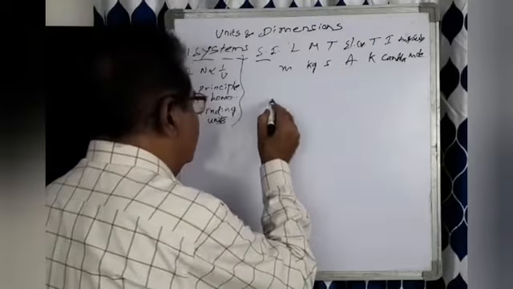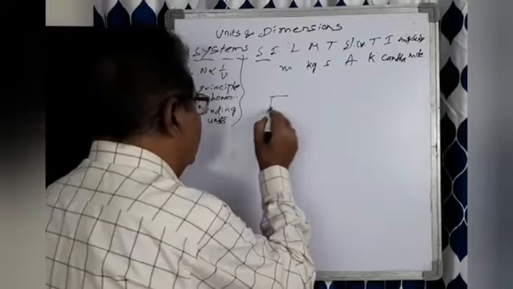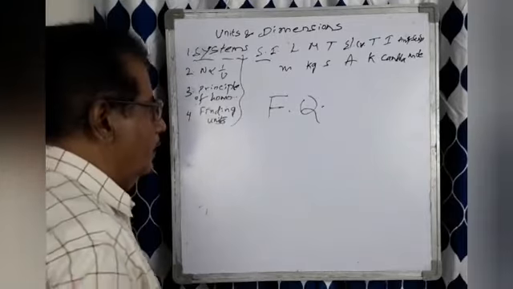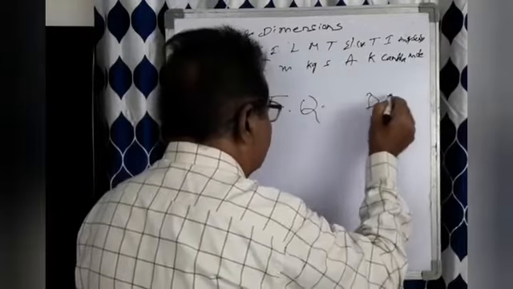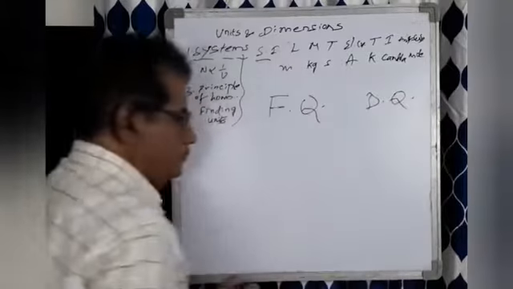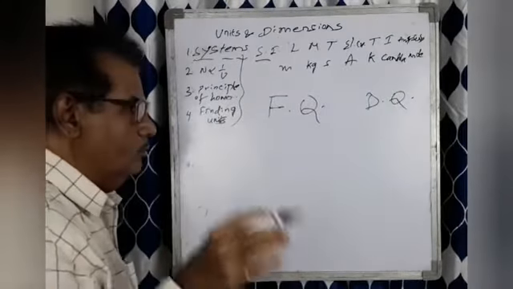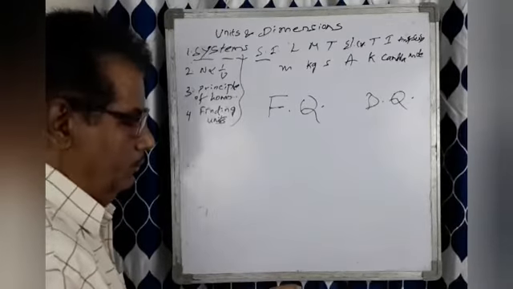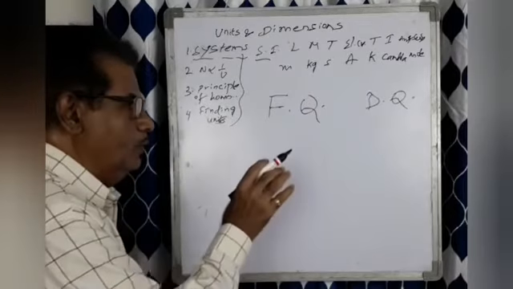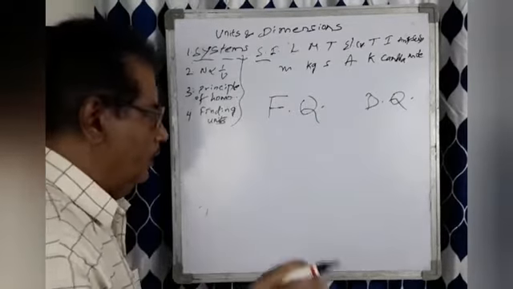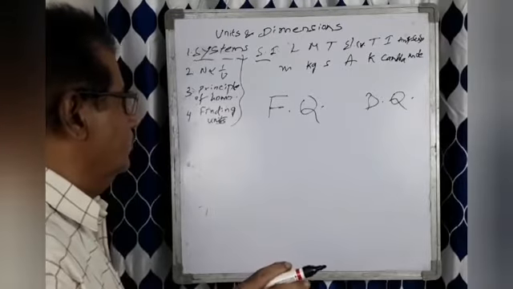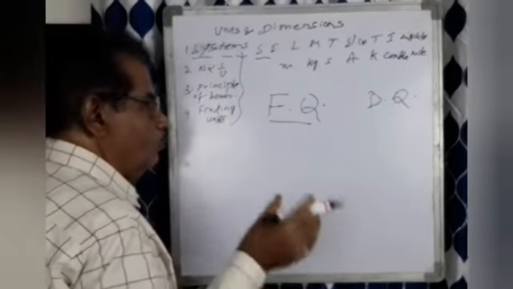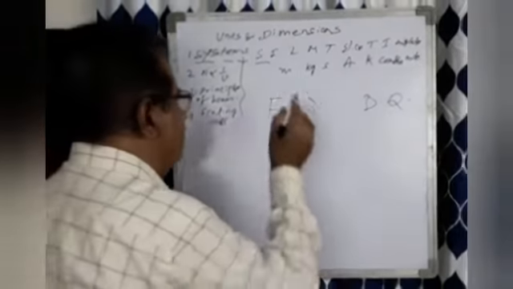The physical quantities are again of two types. One is fundamental quantity, another is derived quantity. What are fundamental quantities? Fundamental quantities are those whose units are independent. Those units are not obtained from any other units. They have independent units.